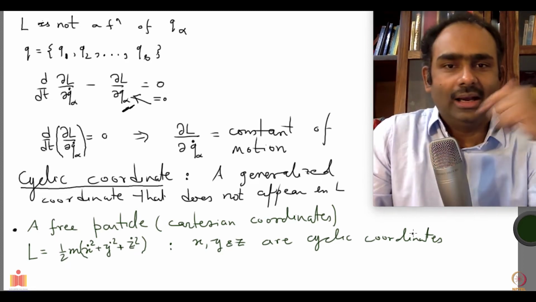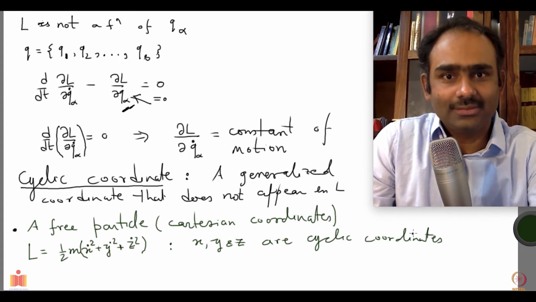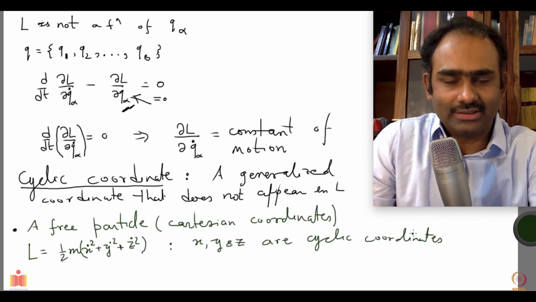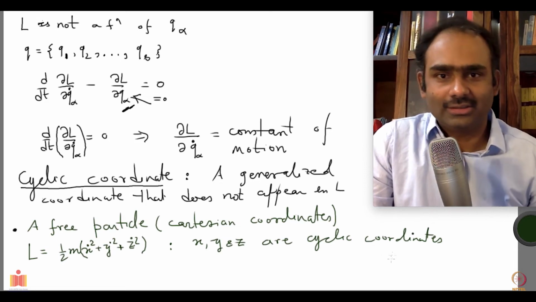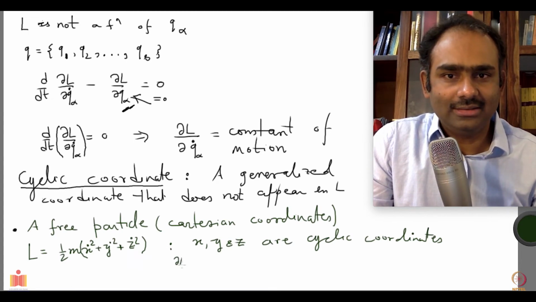Which means that there has to be a constant of motion, which will be del L over del q dot, where q will be x, y and z, all 3 of them. So let's look at what del L over del x dot is.